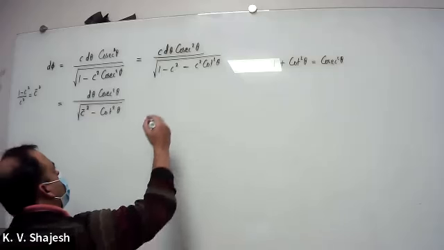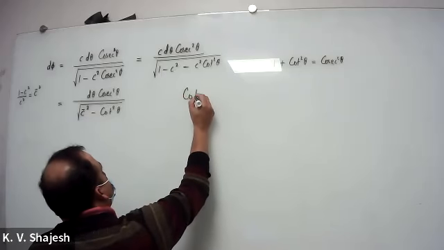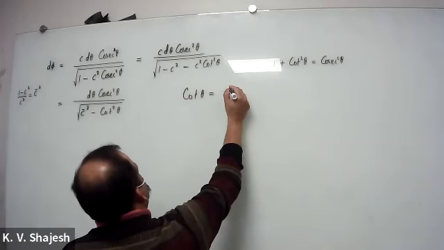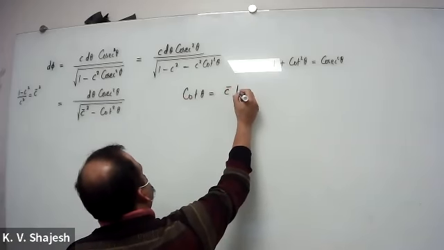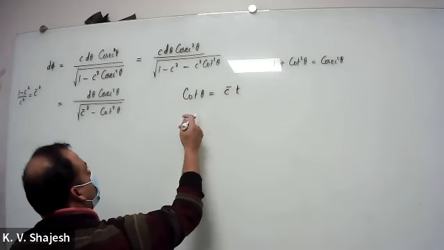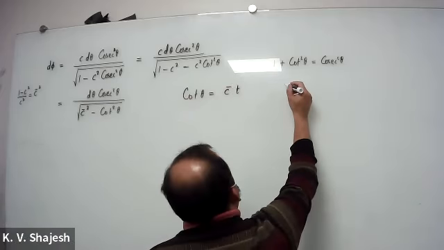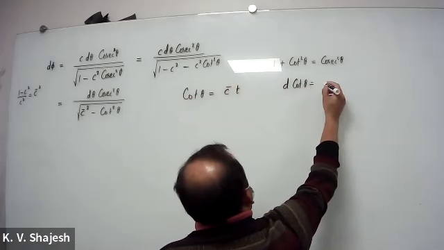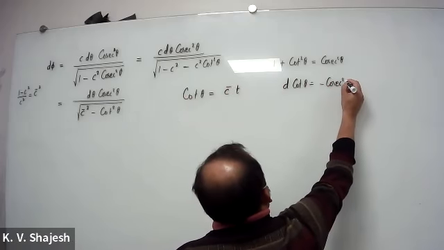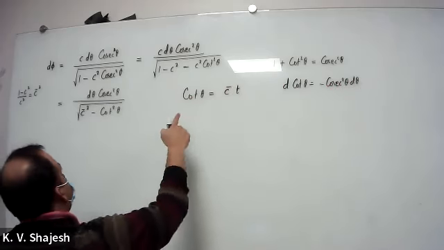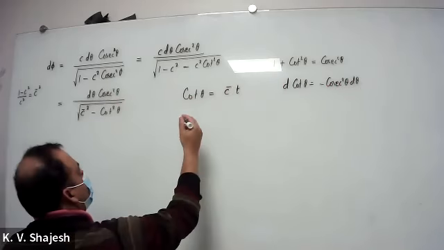Okay, I think so. Let me try. Cotangent theta is equal to c bar t. Then I have the derivative. What's the derivative of cotangent theta? It is equal to minus cosecant square theta d theta. I think that's correct. So that's the idea, that you have to get this cosecant square theta.